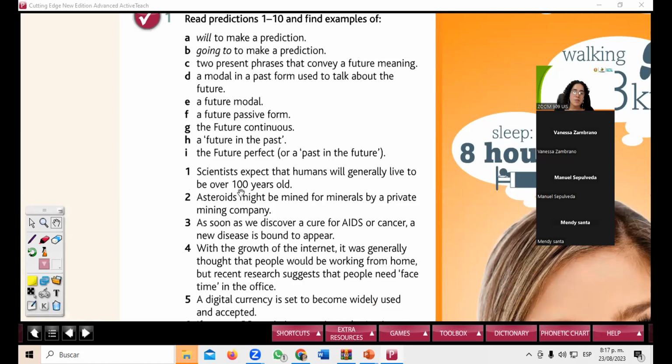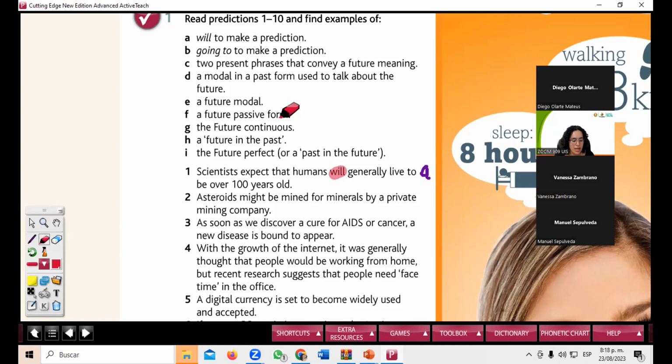Number 1, scientists expect that humans will generally live to be over 100 years old. So this one, the explanation that we can use is letter A. All right, letter A. Will to make a prediction. Will generally live to be 100 years old. Okay. Let's start with volunteers, and then we will go with the next students who don't participate as much.